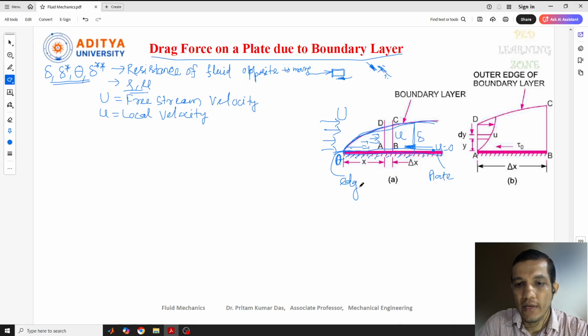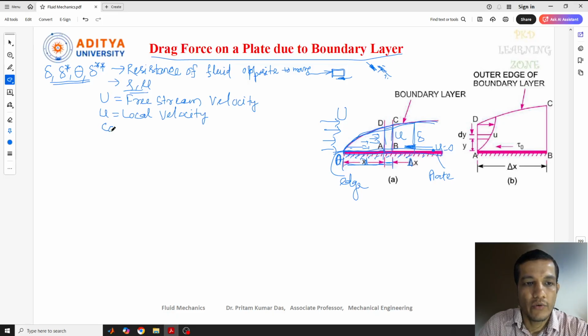This is the leading edge of the plate, and let it take a distance of x from this leading edge. Consider this small area ABCD, which has a length of delta x. This is the delta x length of AB. We need to consider one more thing.